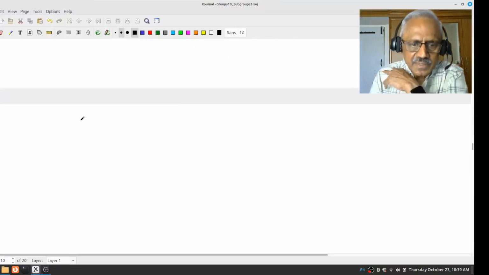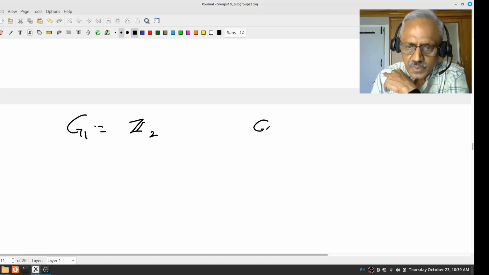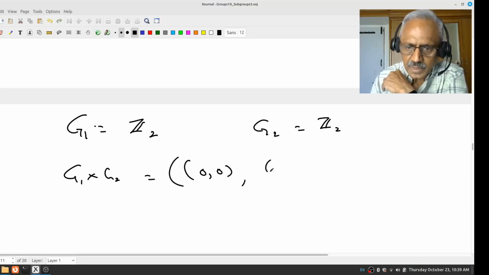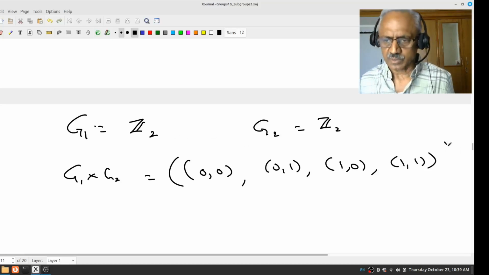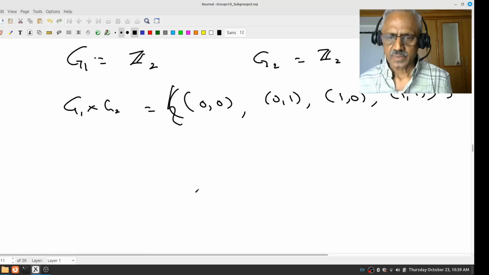Now let's take G1 as Z2 and G2 also Z2. Both are under addition. Therefore, what are the elements of G1 cross G2? These are (0, 0), (0, 1), (1, 0), and (1, 1). Only 4 elements. These are the 4 elements. Is that clear?